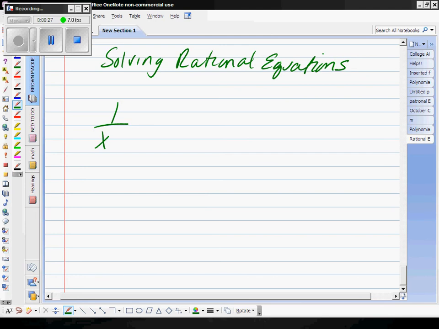I have 1 over x equals to 6 over 5x plus 1. Now technically this 1 is over 1, right? So the first thing first, we have to find the least common denominator. What's our least common denominator? Well, we see here we have an x, we have a 5x, and we have a 1. So our LCD would be 5x.